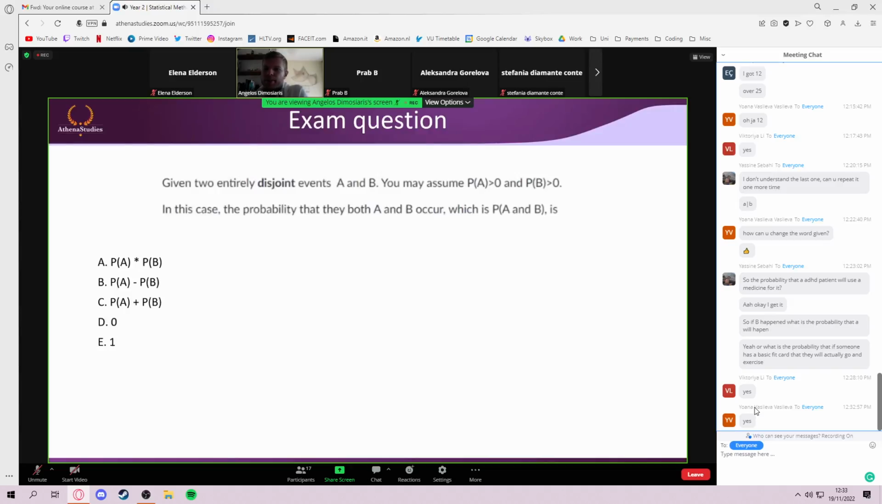All right, so let's have a question. Given, I mean, we have 2 events, that's what given here means, 2 entirely disjoint events, A and B, okay? And both of them have a probability higher than 0 to happen. What's the probability that both A and B occur? So what's the probability of A and B to occur?